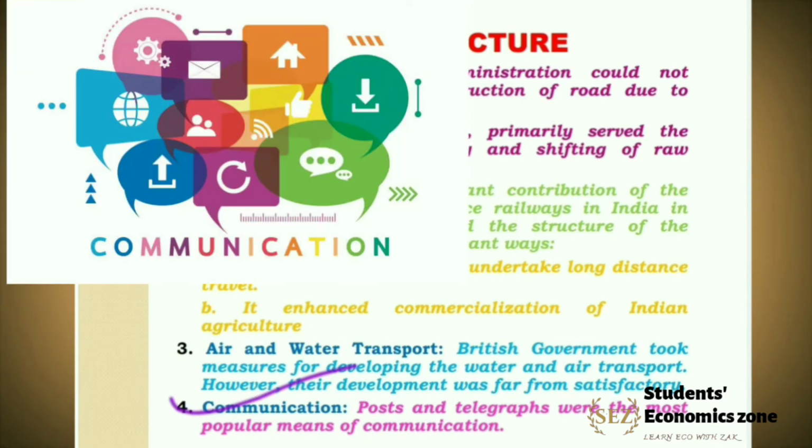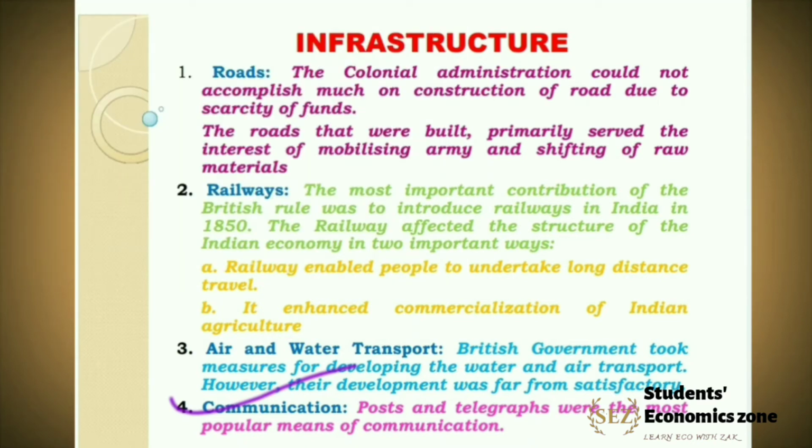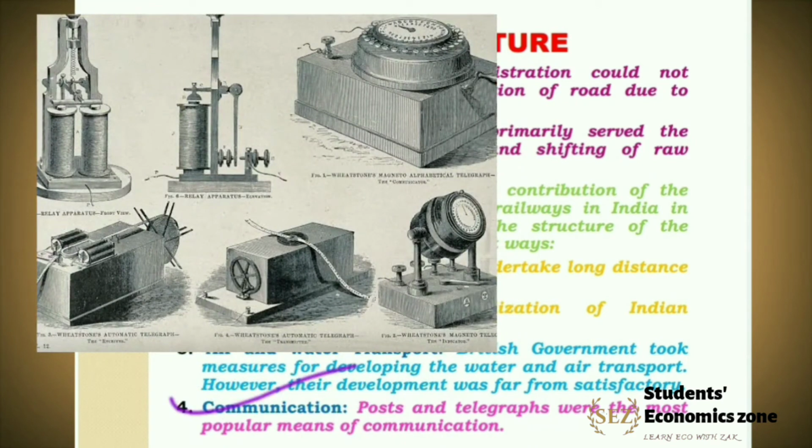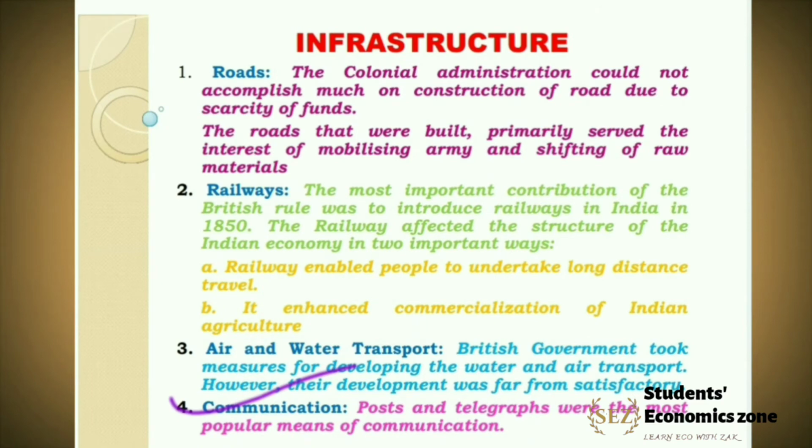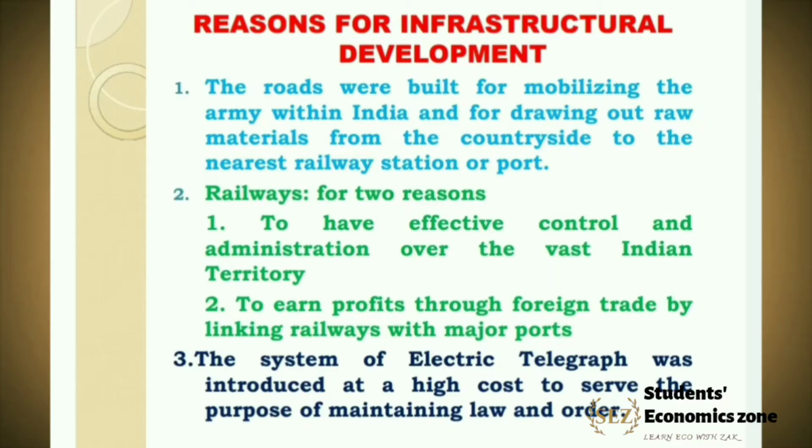So during the colonial period, post as well as telegraphs were the most popular means of communication. For maintaining law and order in the colony, Britishers introduced the electronic telegraph system. Actually, it was very expensive. Then for what purpose did they introduce this electronic telegraph system? For maintaining law and order. So coming to the last topic of today's part, that is reasons for infrastructural development.